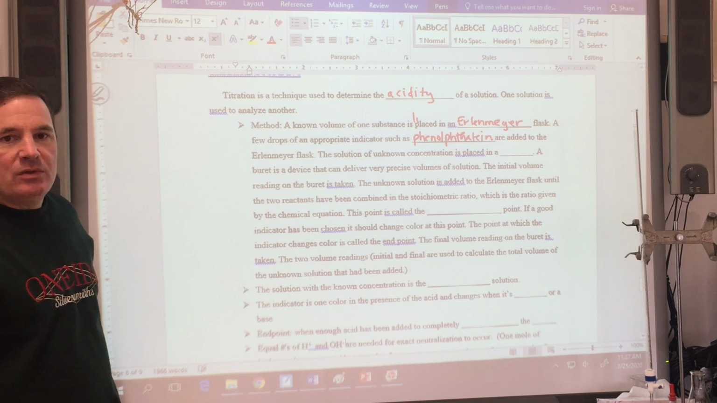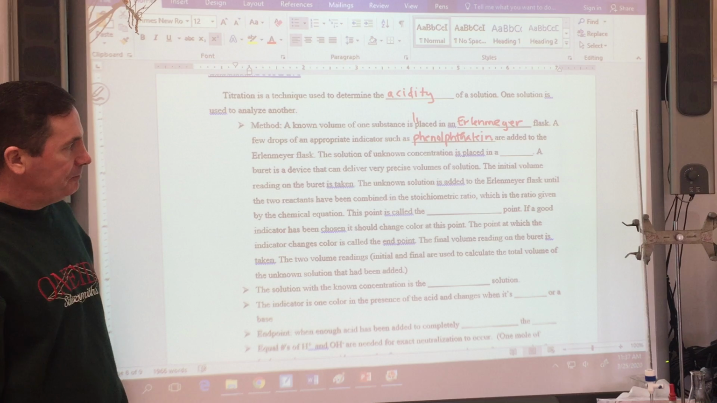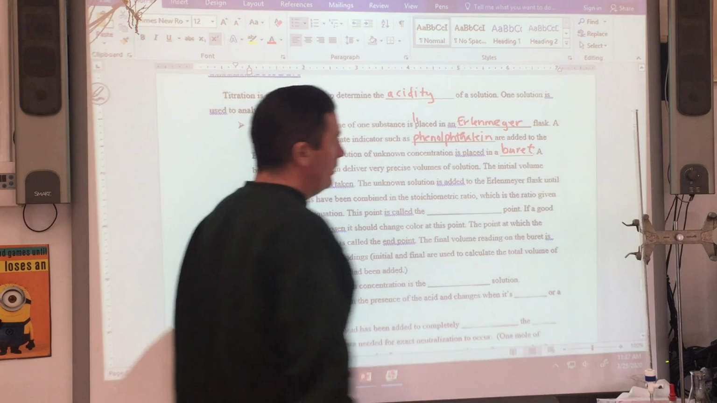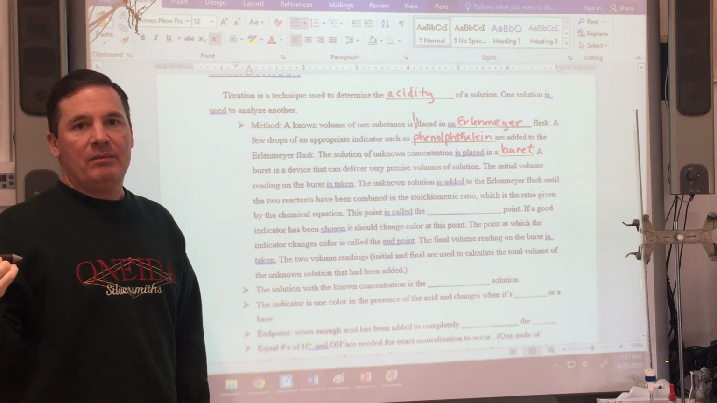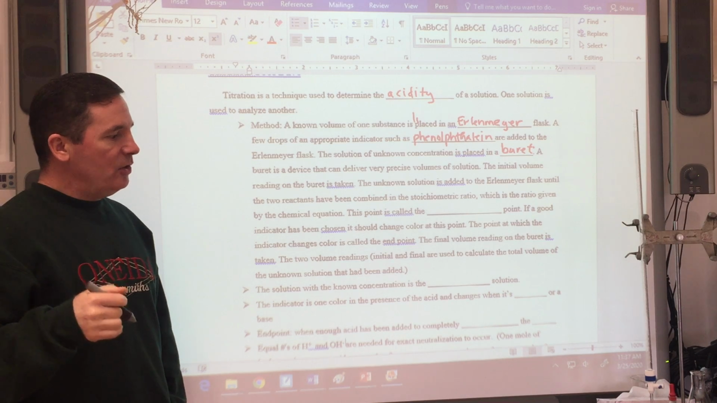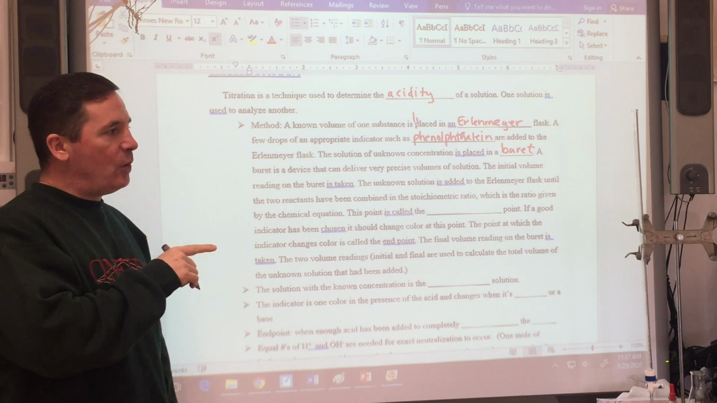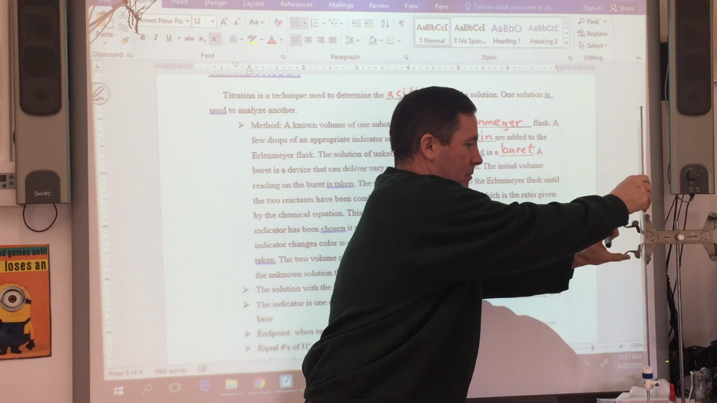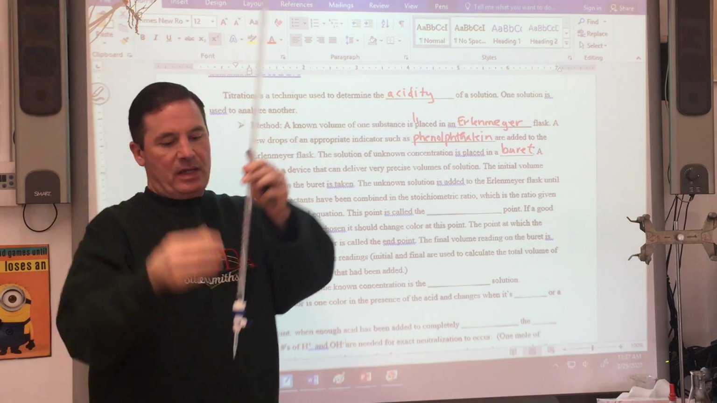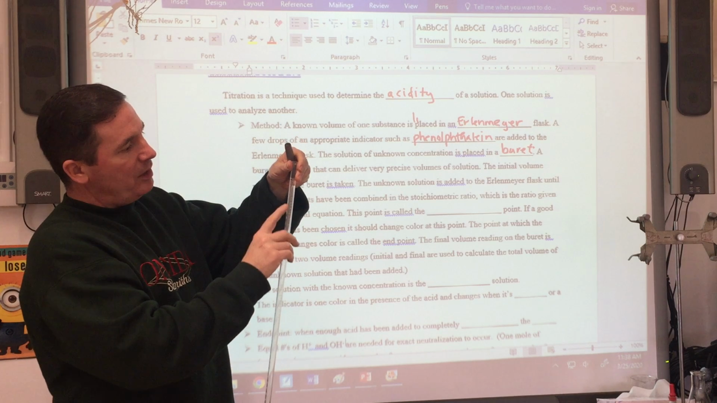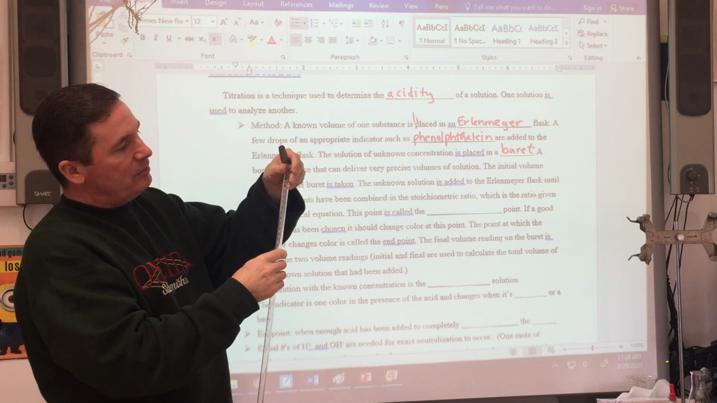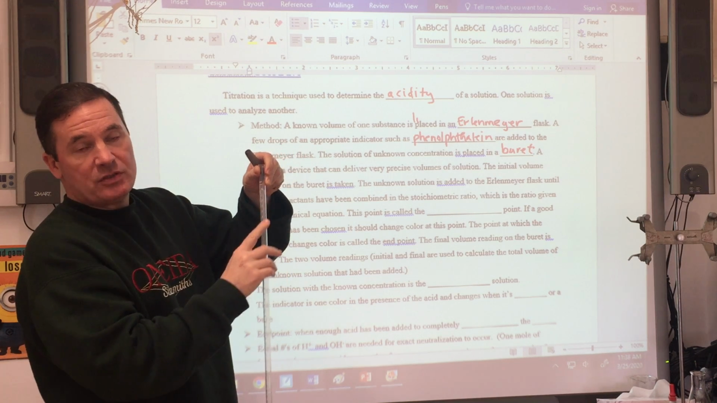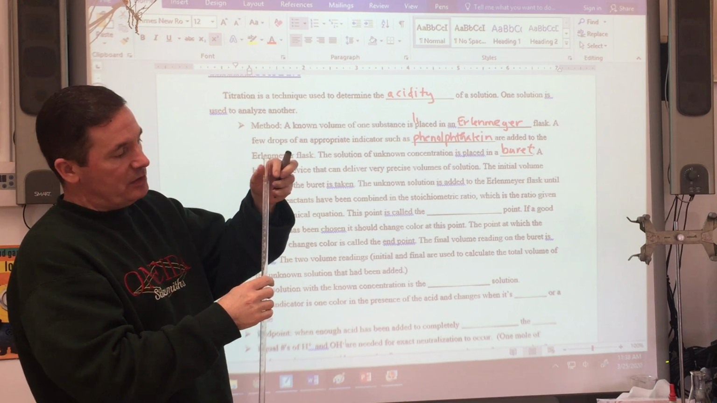The solution of the unknown concentration is placed in a burette. Now, you can switch those. In the lab that we have done, the unknown was actually in the Erlenmeyer flask, and the known concentration was in the burette. This is a burette. Okay, it's got line markings, and these markings go to the nearest tenth of a milliliter. All right. Actually, you can measure this to the nearest hundredth, since there are lines that are going to the nearest tenth.